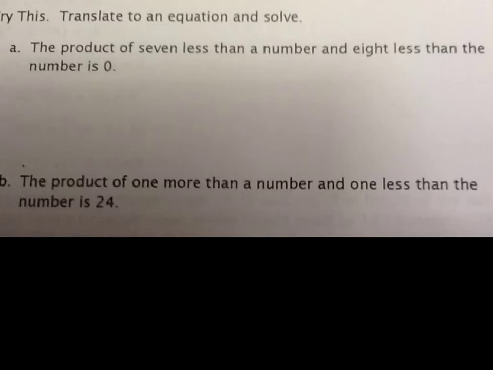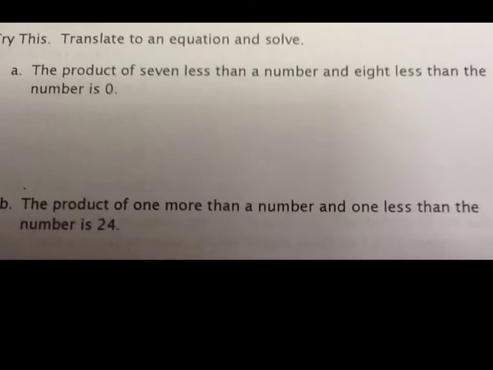The first example we have here says the product of, so that means multiply, right? Hopefully this shows up okay for you guys. The product of 7 less than a number and 8 less than the number. So my number is going to be x, right? So x is the number. 7 less than x is x minus 7, and 8 less than the number is x minus 8, equals 0.